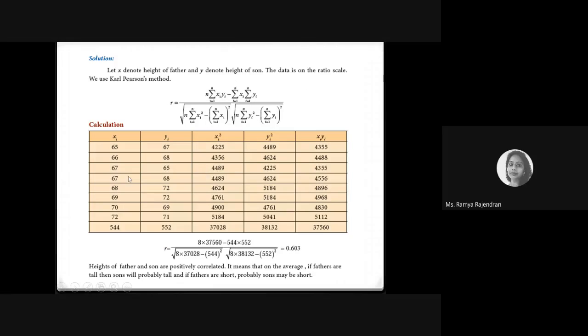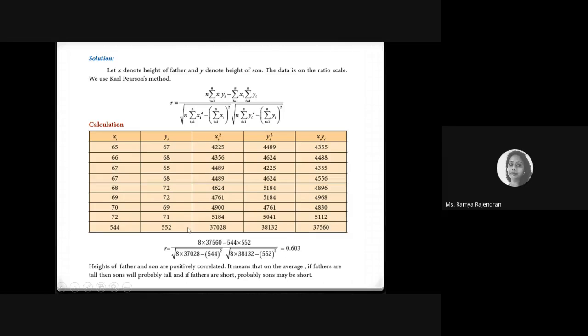We are computing the correlation through Karl Pearson's method. Here we have the x values, which are the heights of the fathers, and the y values, which are the heights of the sons. Then we calculate the squares of both random variables x and y, so we have x squared, y squared, and the product x into y. We then find the summation of all five: summation of x, y, x squared, y squared, and x into y.